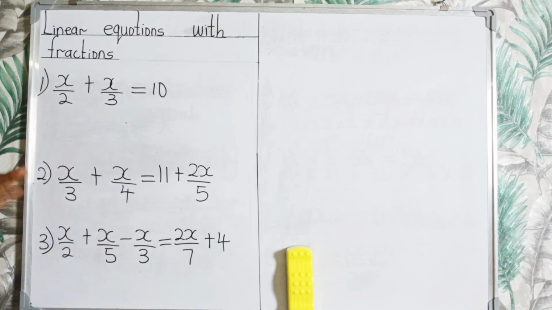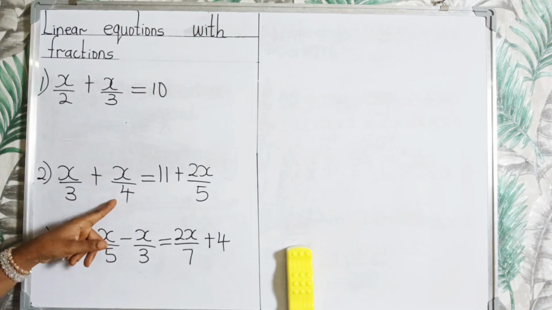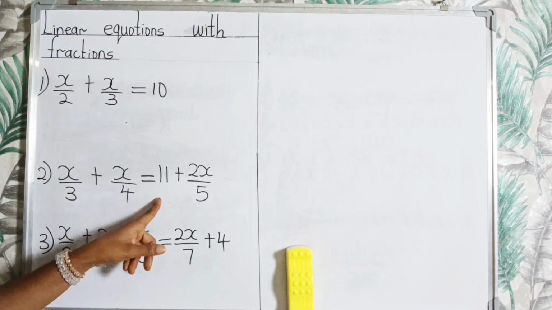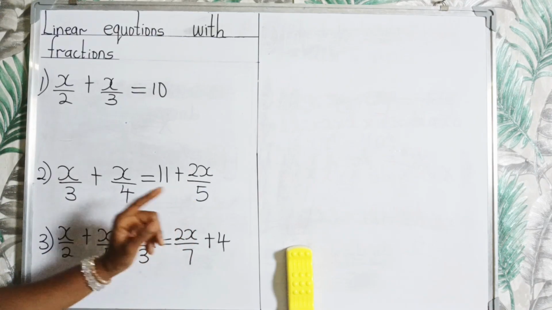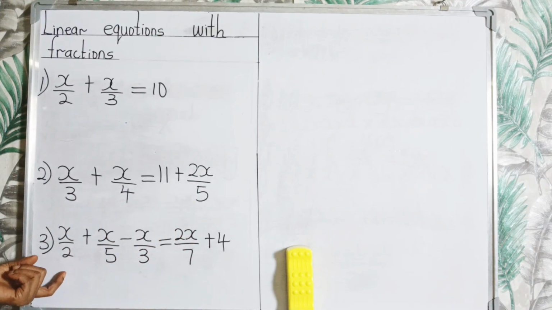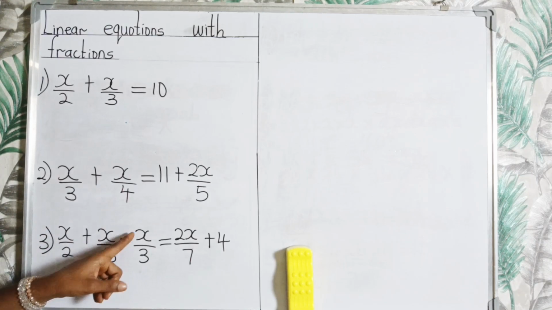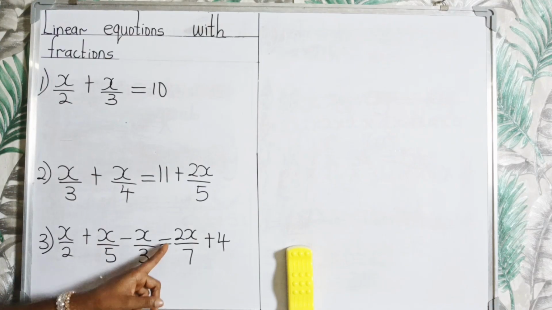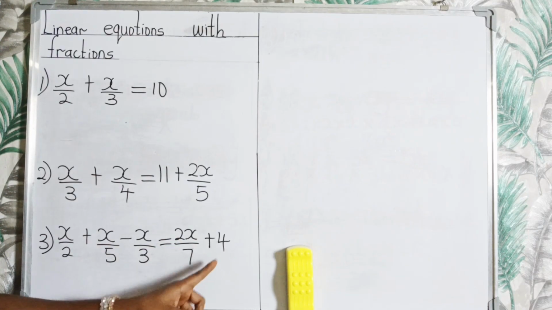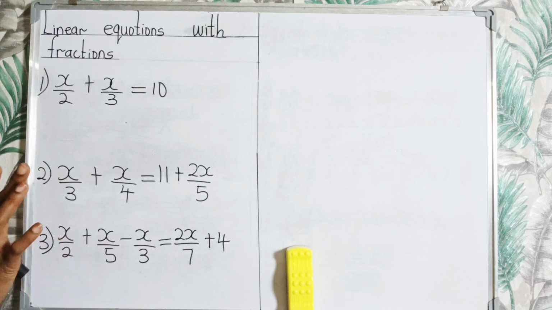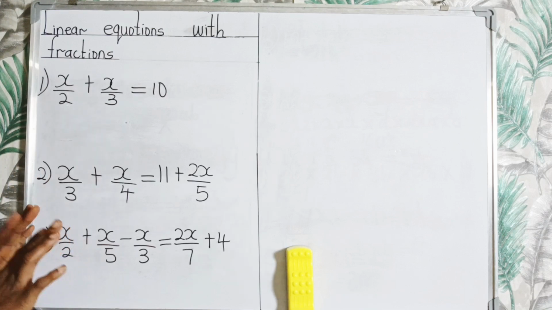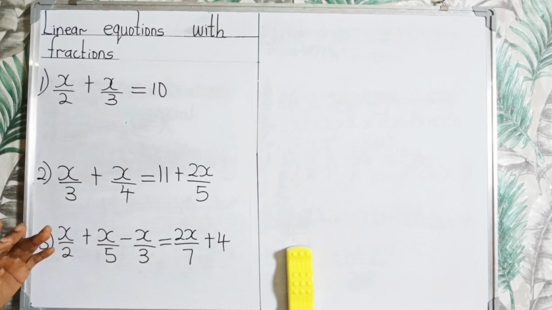And then number 2 seems a little complicated. We have x divided by 3 plus x divided by 4 equals 11 plus 2x divided by 5. And number 3 looks more complicated. Here we have x divided by 2 plus x divided by 5 minus x divided by 3, and this is equal to 2x divided by 7 plus 4. Now, we are going to begin with question number 1, and this is going to be simple, easy, and stress-free. Trust me.